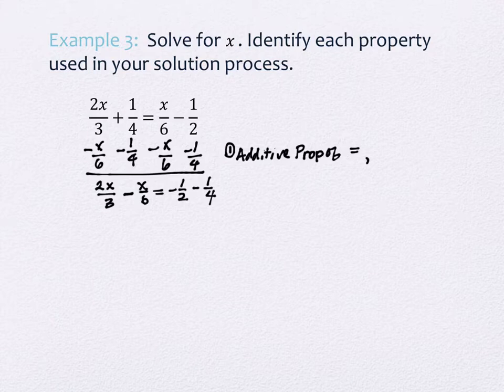Why did we choose, let's just focus on the 1/4 for a moment. Why did we choose to put a negative 1/4 on both sides?